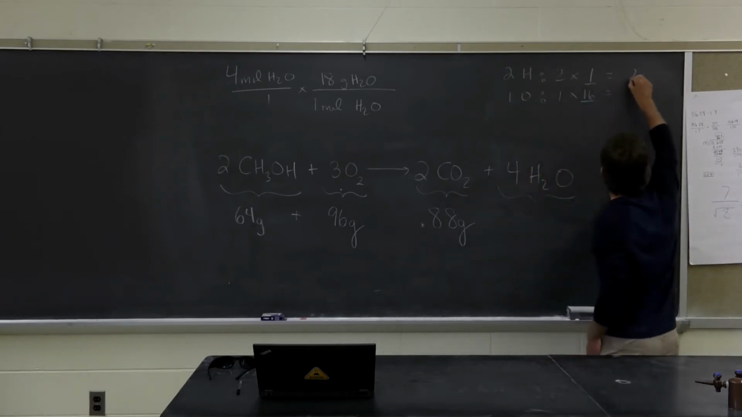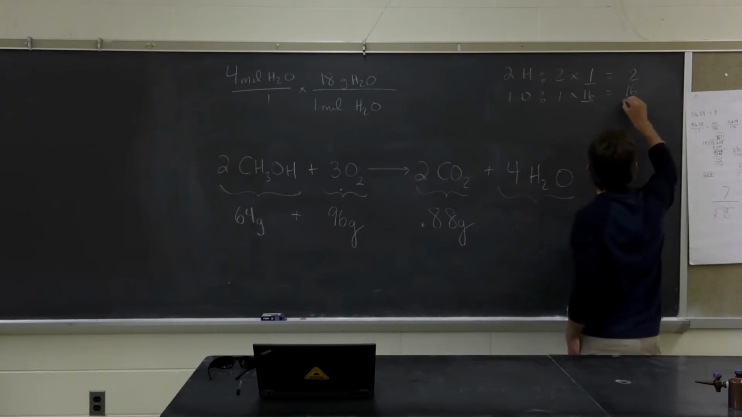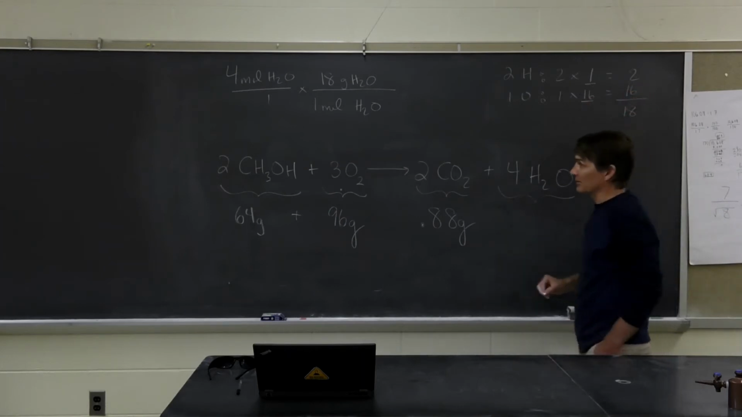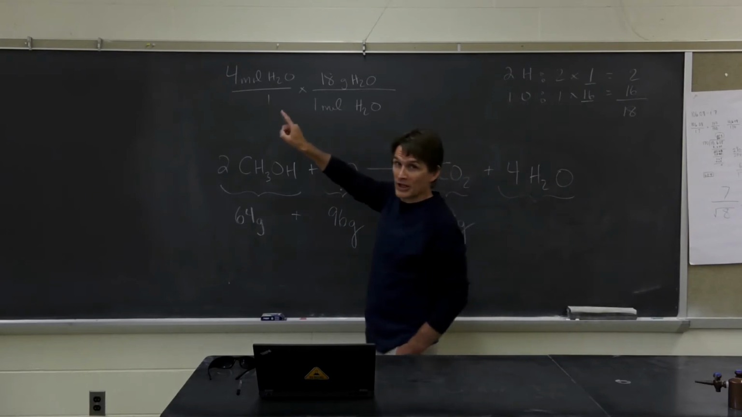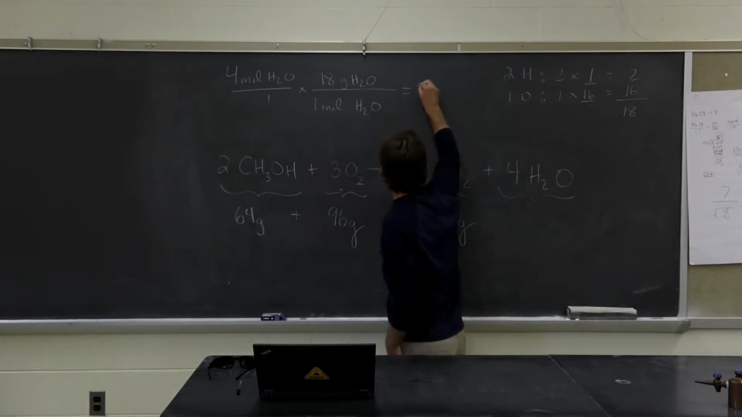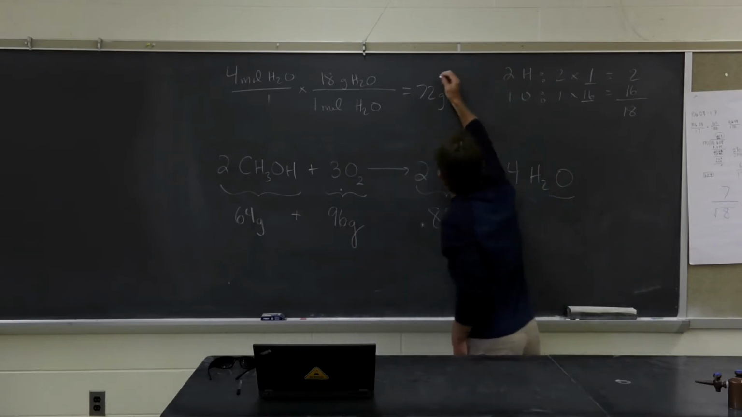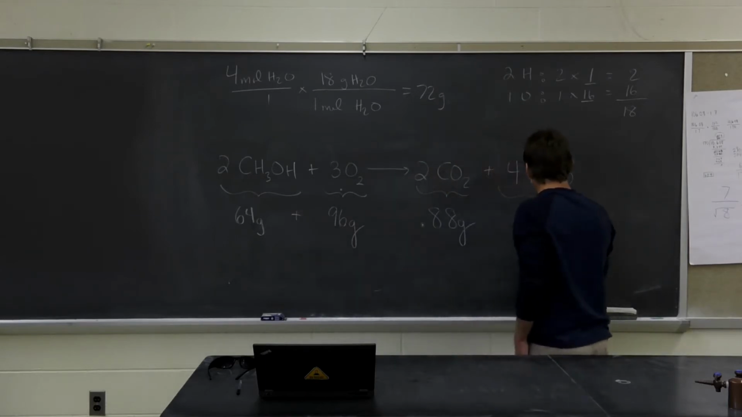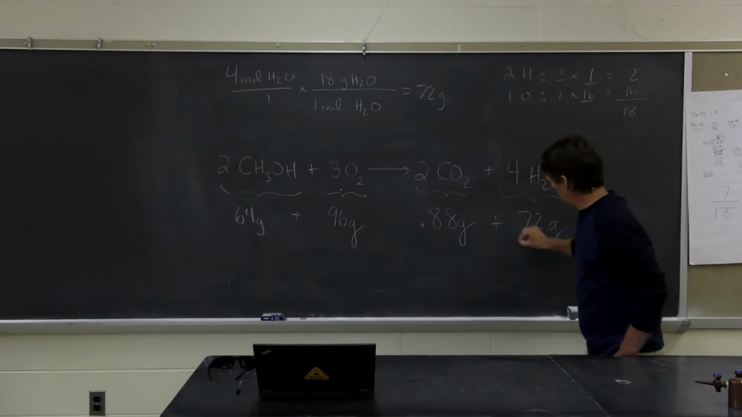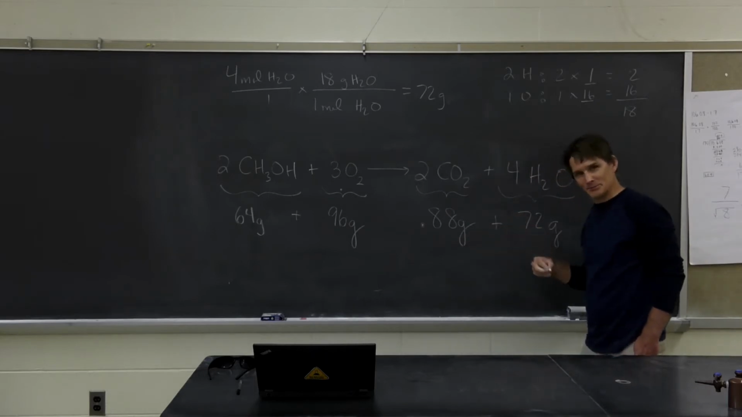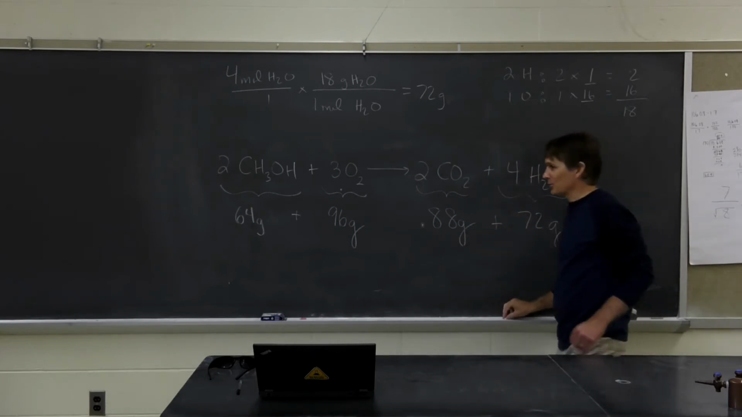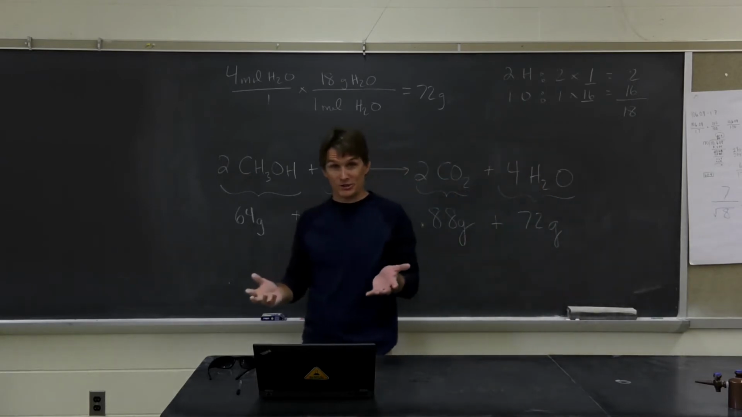2 times 1 is 2. 1 times 16 is 16. There we have it, 18 grams per mole. 4 times 18, that's 72. So this would be 72 grams. So this is 72 grams. What is 88 plus 72? It's 160. And so we've now just developed another relationship that we can use.